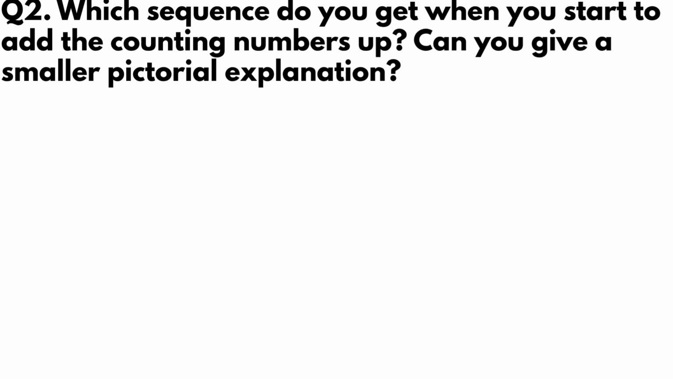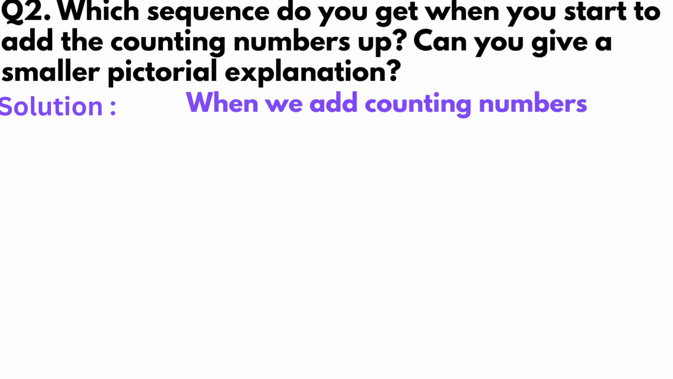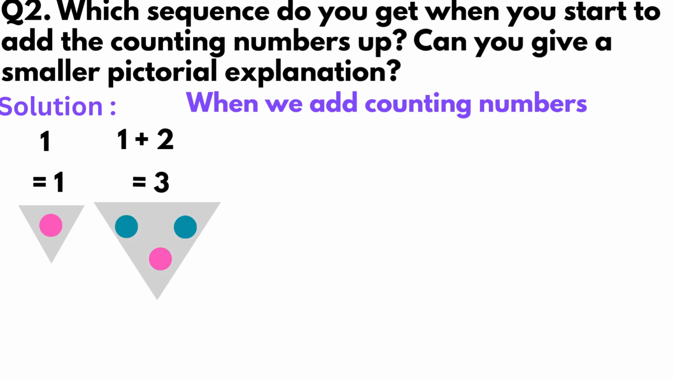Question 2. Which sequence do you get when you start to add the counting numbers up? Can you give a small pictorial explanation? Solution. When we add one counting number, which starts from 1, we get 1 equal to 1. If two counting numbers are added, then we get 1 plus 2 equal to 3. When three counting numbers are added, we get 1 plus 2 plus 3 equal to 6.